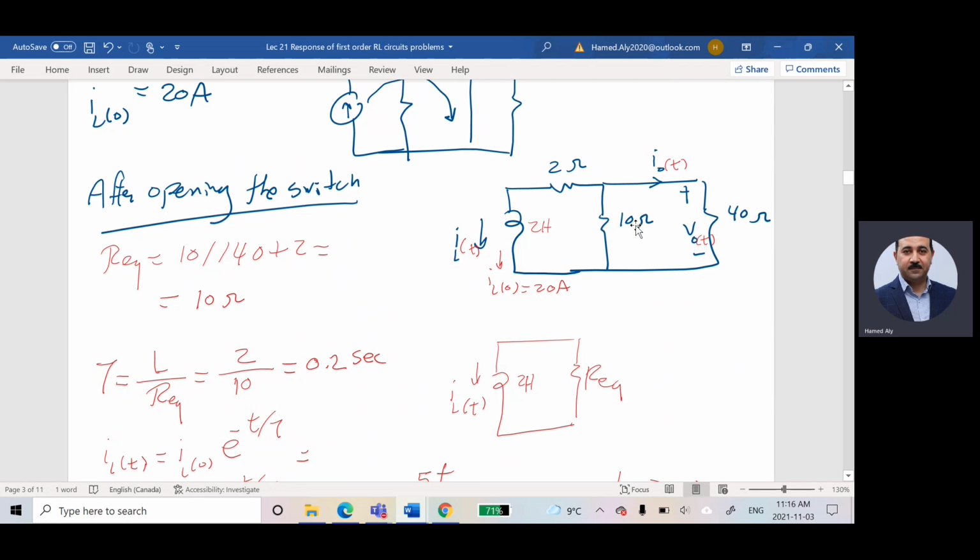But my question right now, what about the sign for I? Is it the same like IL, or is it an opposite direction? So its sign should be negative. So if you would like to use the current divider and find this current, you have to say negative IL multiplied by this resistor divided by the summation of 10 and 40. Back rows, are you seeing what I'm talking about, guys? Any question?